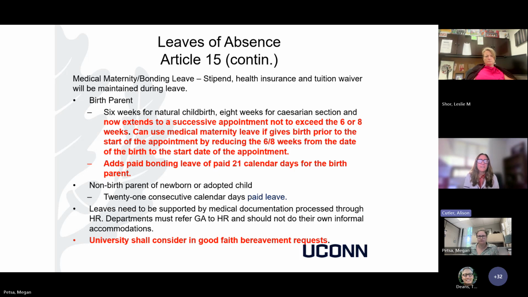And another change is that we added that the university shall consider good faith bereavement requests. So we just don't say, oh, it's not in the contract, you can't have one. I think they should review it and see if it's possible during the appointment. You can go to the next one.